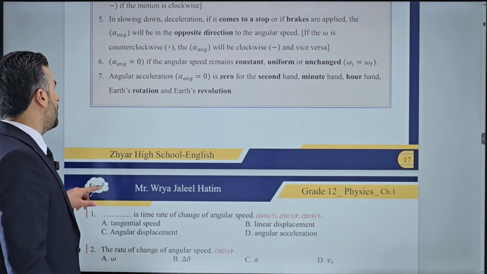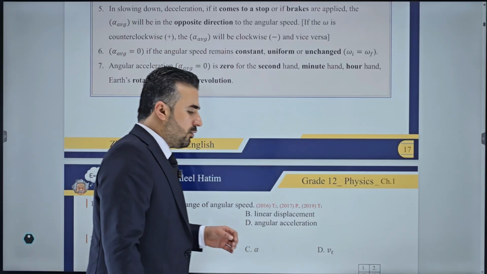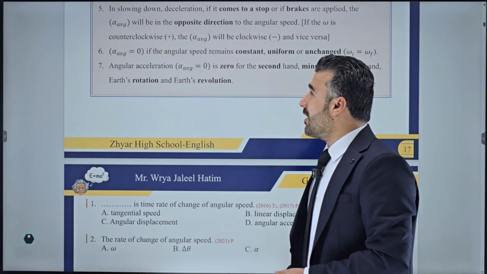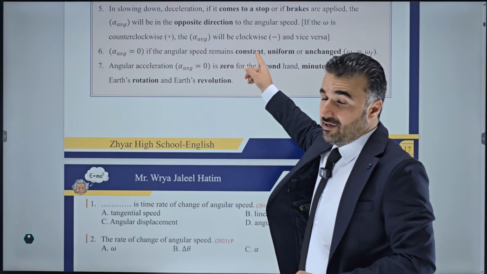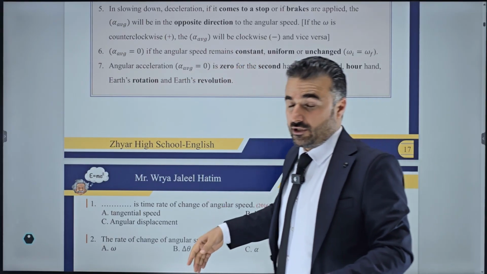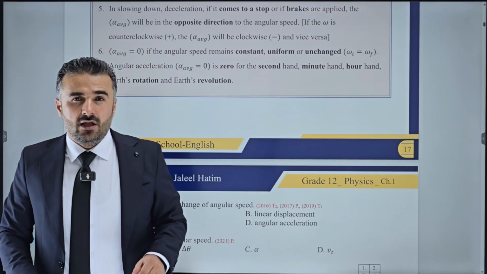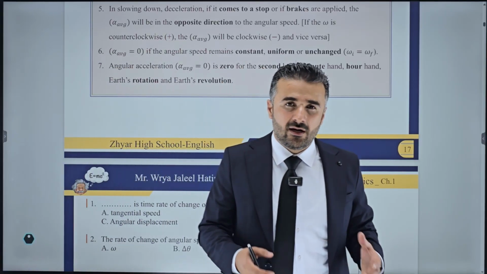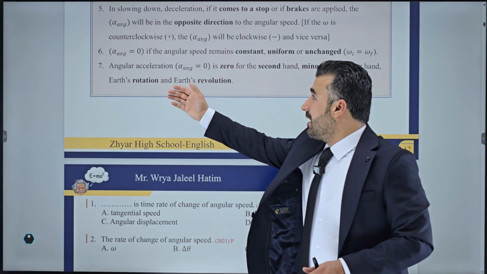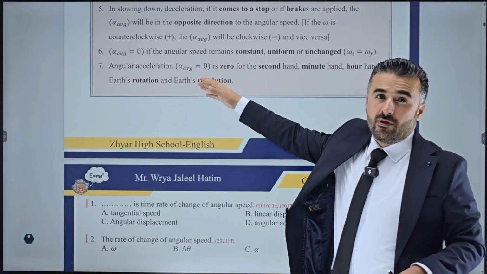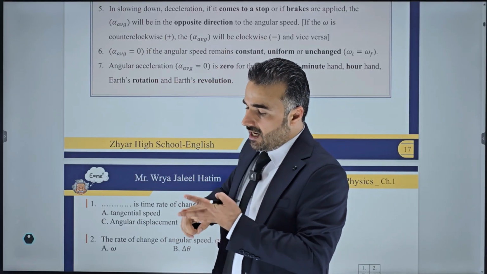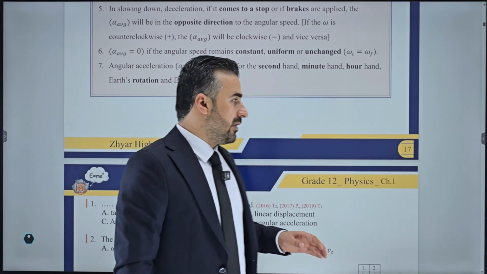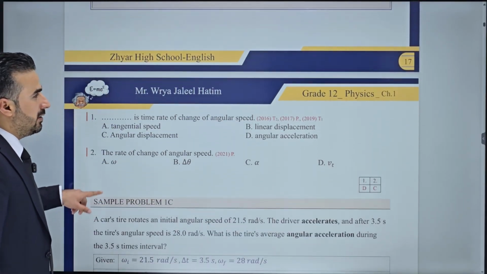Do you remember the other point we said? The angular acceleration will be zero. When will there be zero angular acceleration? If the angular speed remains constant, uniform, or doesn't change. All these keywords mean the angular acceleration will be zero. So what are the things that have zero angular acceleration? The clock hands: second hand, minute hand, hour hand, and the Earth's rotation and revolution as well. So these are all about angular acceleration.